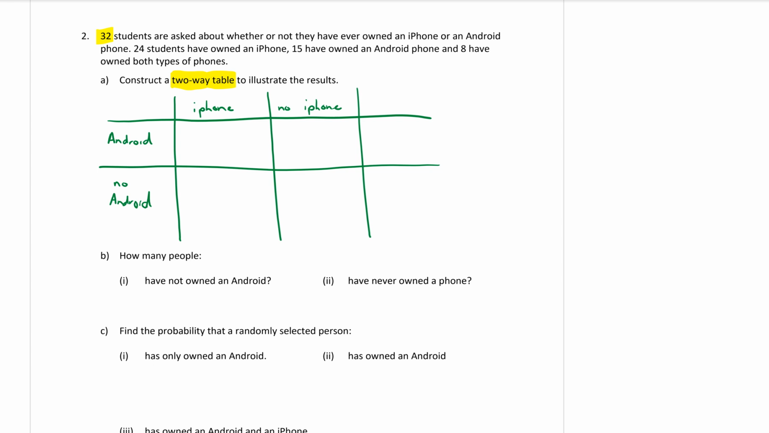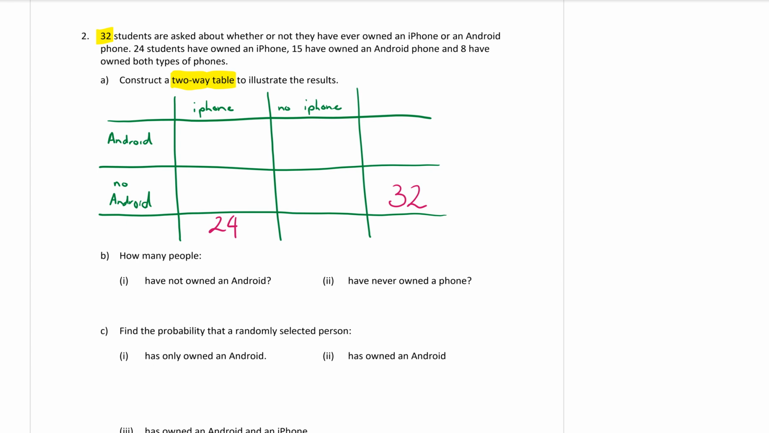There was 32 students. Now that actually tells us this number here. The total should be 32. We're asked whether or not they have ever owned an iPhone or an Android phone. 24 students have owned an iPhone. So for an iPhone, oh, I need one more line on my diagram here. I need a line across here. There are 24 students in total who have owned an iPhone. Remember, some of them may have owned an Android phone as well.